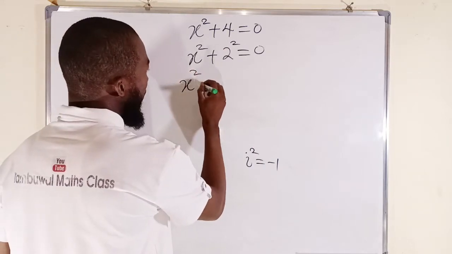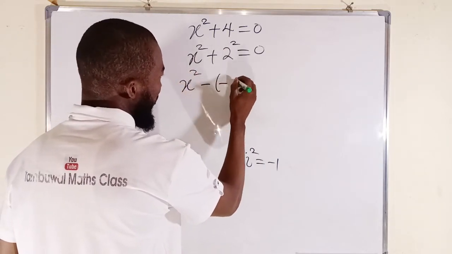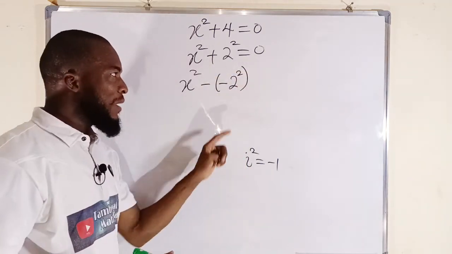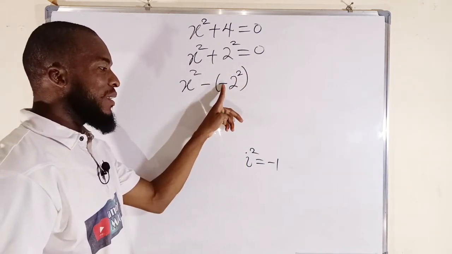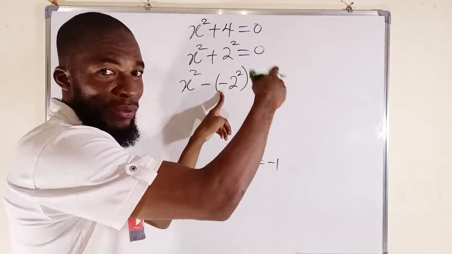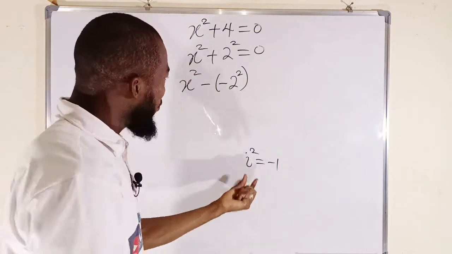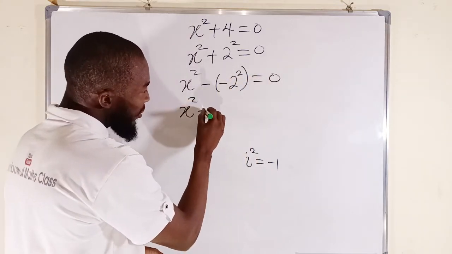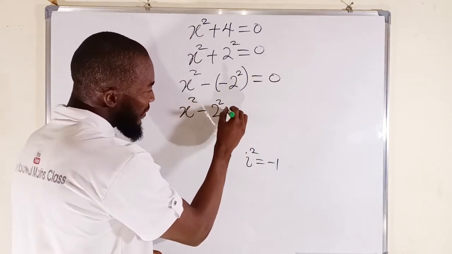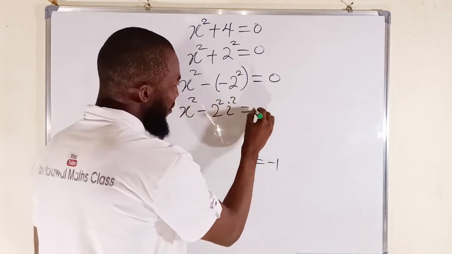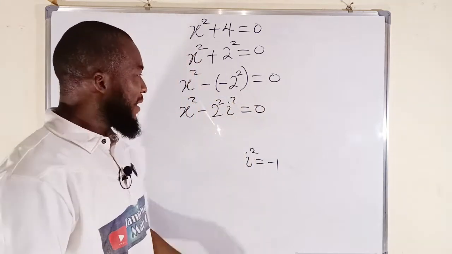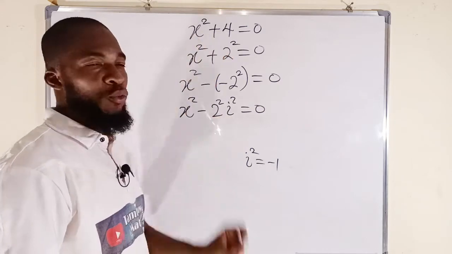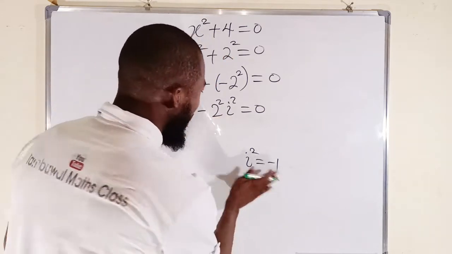X squared minus 2 squared, right? And because of this negative sign, which is the same thing as negative 1 times 2 squared, we can replace it with this one. So it becomes x squared minus 2 squared i squared equal to 0. Can you see that? This i squared is -1, times this negative will turn it back to a positive number.